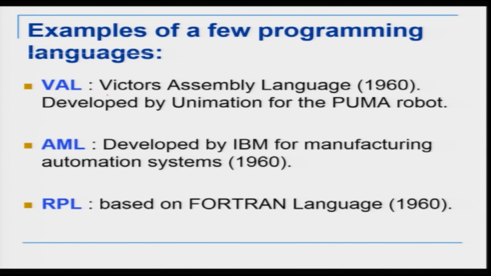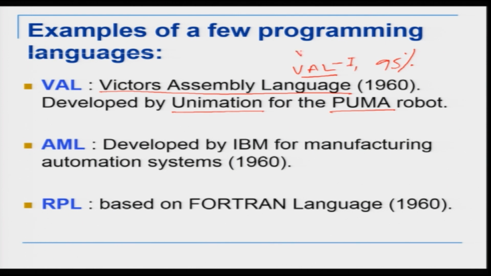So, Victor's assembly language, VAL, is the one most commonly used. It was developed in 1960 by the Unimation Corporation for the Puma robot. The Puma robot was one of the earliest robots, and it used VAL language. This is what we call VAL, and today about 95% of robots would be using some derivative of VAL language only. We have had some evolutions of VAL.